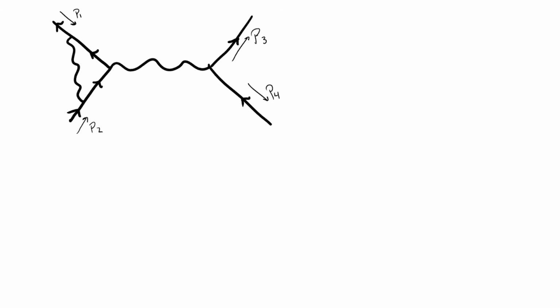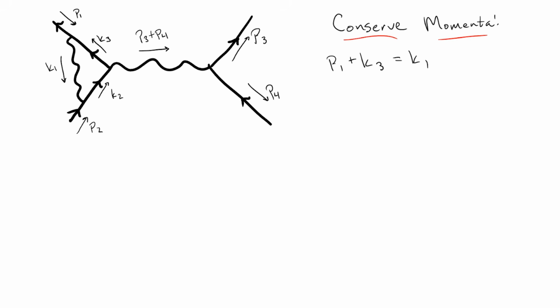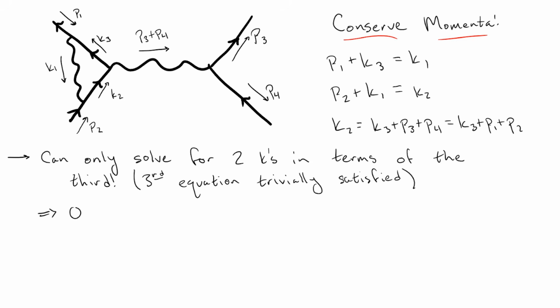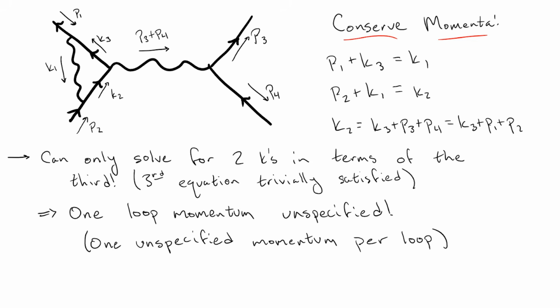Consider this Feynman diagram, which contributes to the second-order correction to our QED Bhabha scattering process that we looked at in the last video. Now, remember that we have to conserve momentum at every vertex of our Feynman diagram. When we work out the details of this momentum conservation, we find something interesting. Not all of the momenta of the internal lines are fixed. In fact, for every closed loop we have in a Feynman diagram, we get an extra unspecified momentum.